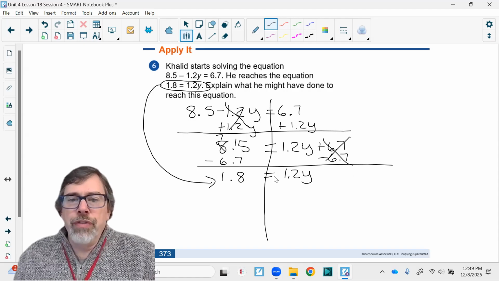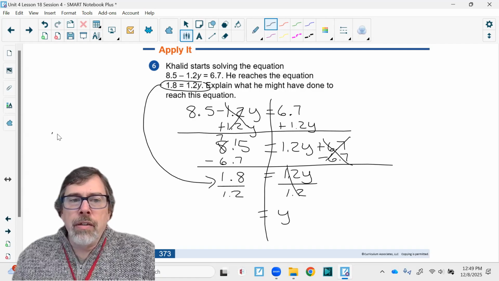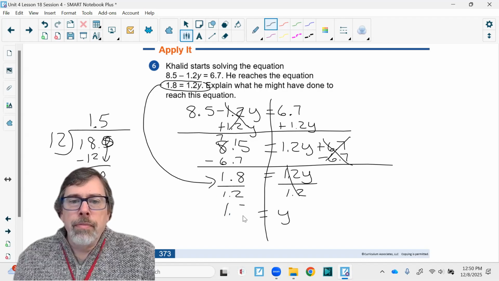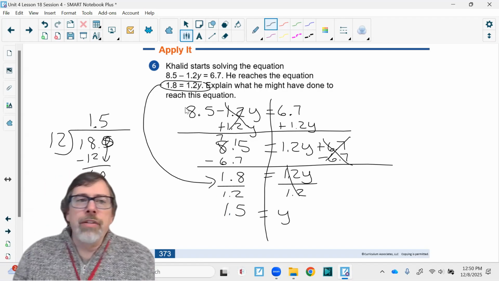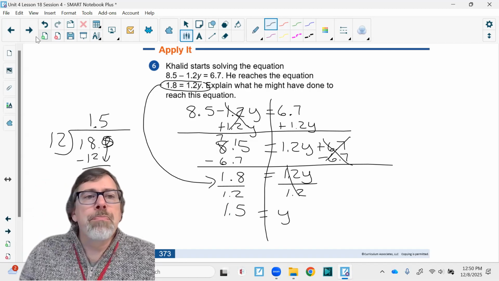Okay, we could finish this by dividing both sides by 1.2 and seeing what y equals. Okay, and if I did this long division, it would look like 12 into 18 is 1. Remainder 6, and that's, whoops, bring down a 0, and that would be 1.5. Okay, so y is 1.5. It didn't ask that, but it never hurts to do some more practice.